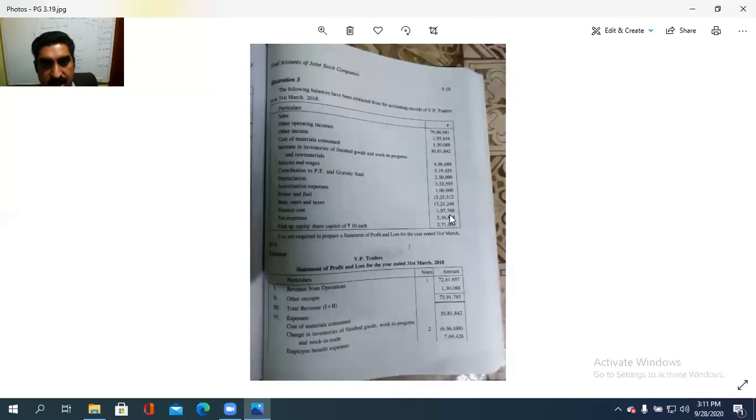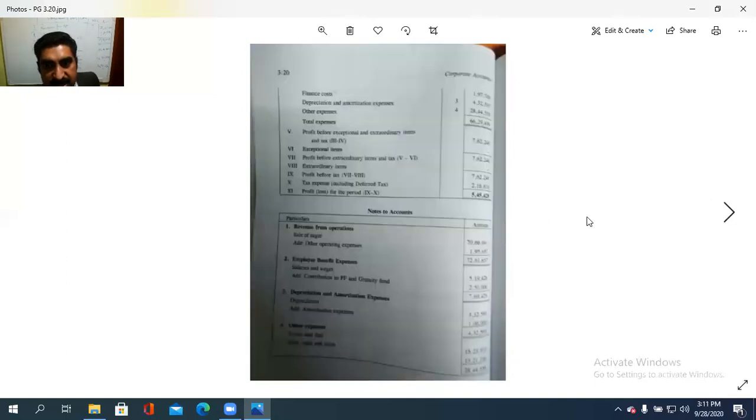Finance cost is 197,768. There is no other direct item in this one. Then depreciation and amortization expenses, that is the third one. Depreciation is there and amortization expenses, both should be added up, isn't it?